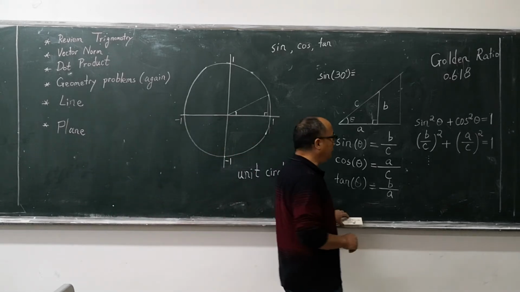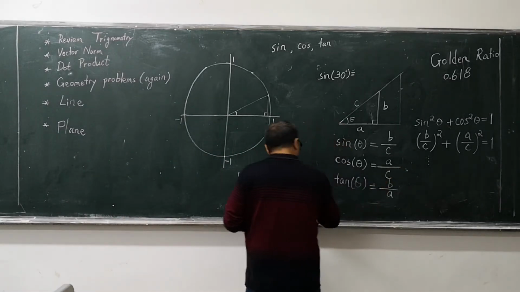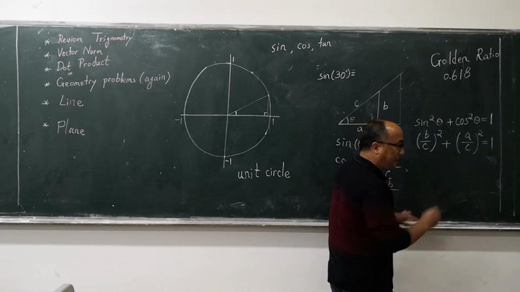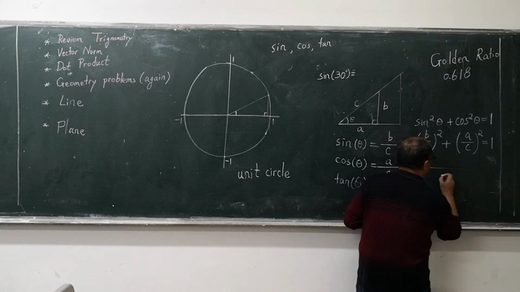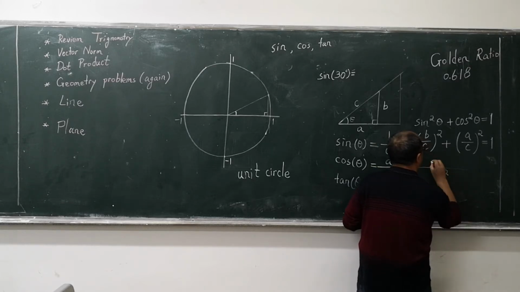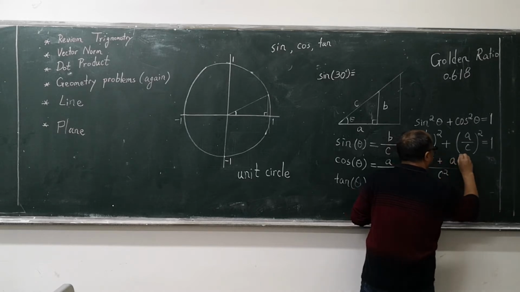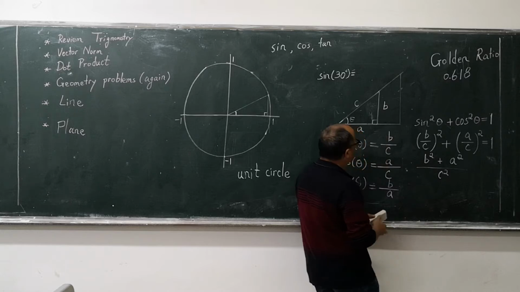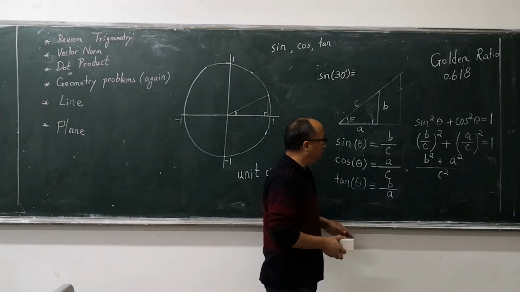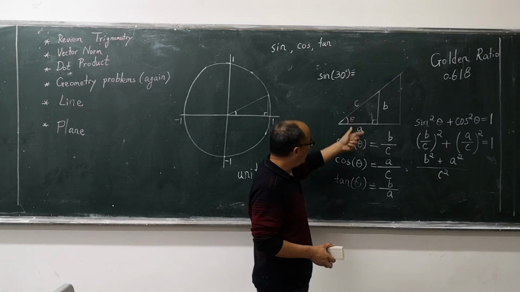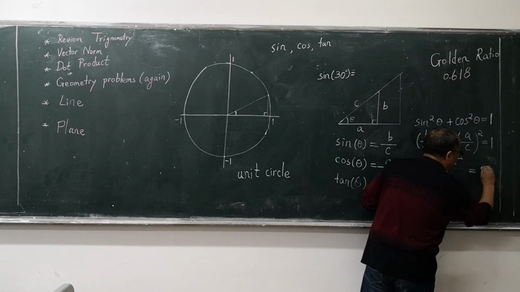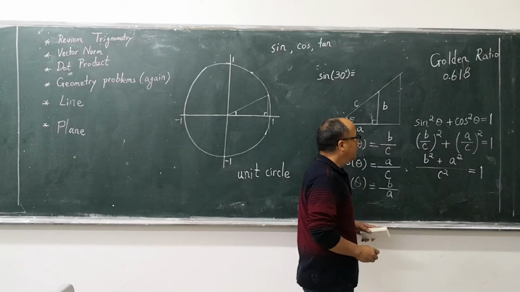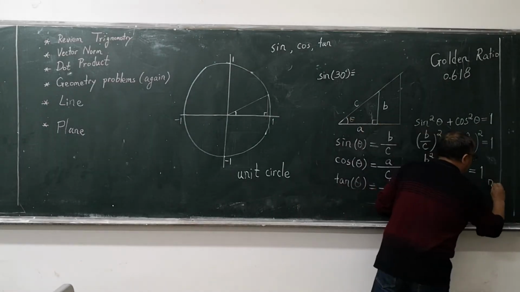Did you finish the proving? Yes. Okay, let me finish mine to see. So this is c squared over c squared, b squared plus a squared over c squared. Because of the Pythagorean rule, c squared equals b squared plus a squared. So this is 1. So we proved this, okay?